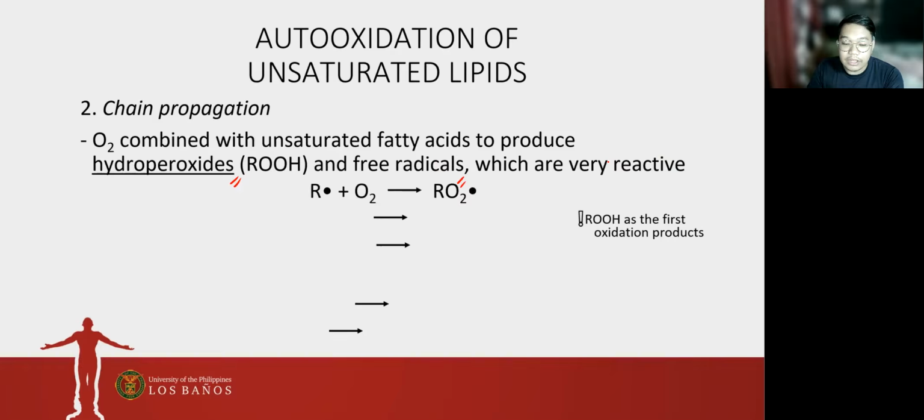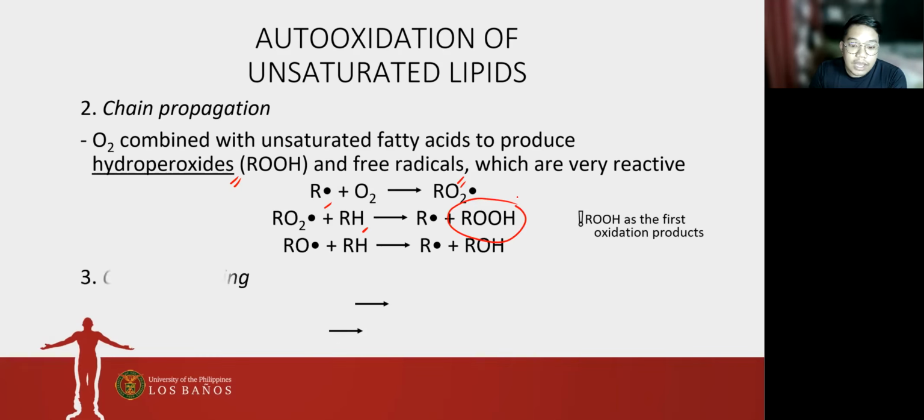So pwedeng ganito yung mangyari. Yung ating R radical reacting with oxygen will produce the RO2 radical. Then the RO2 radical with the initial unsaturated fatty oil will be reacting with your RO2 radical, forming the R radical and your peroxide. Okay? Tapos, ito na yung mga nangyayari. Pwede ka mag-form ng peroxide or ng alcohol. Okay?